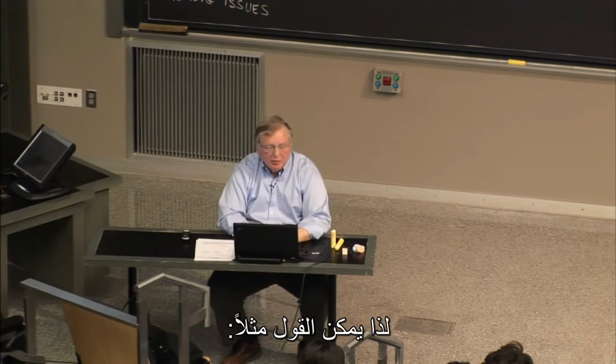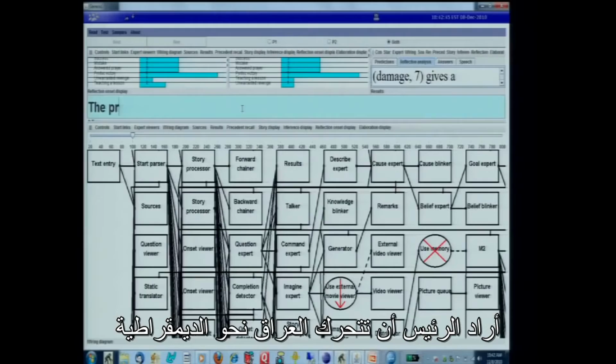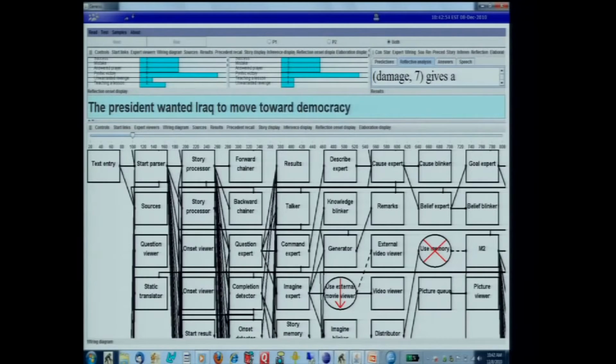So I can say, for example, the president wanted Iraq to move toward democracy. And bingo, all that starts a propagation through that network.